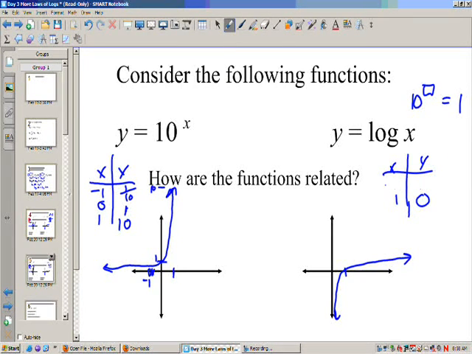Now if I put in 1/10, this is like saying 10 to which power is 1/10, and that answer is -1. Or if I put in 10, so when x is 10, 10 to which power is 10, and that would just be 1. So way out here, it would be (10, 1).